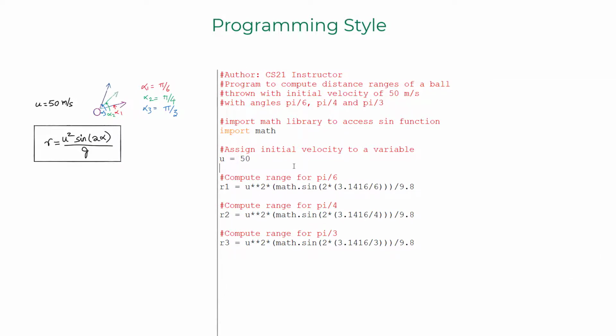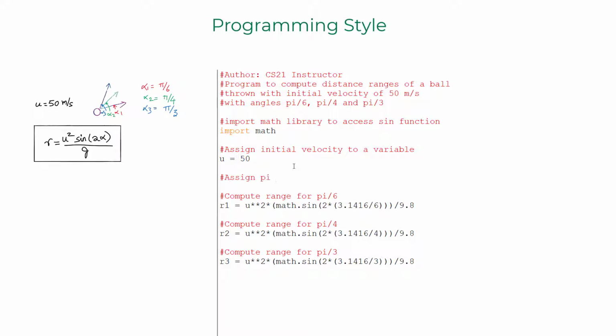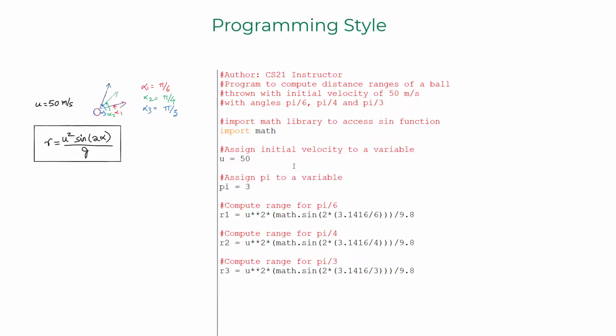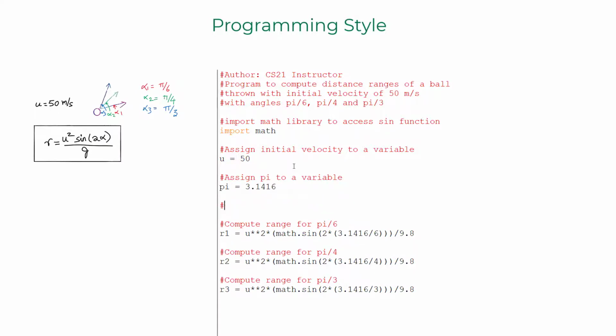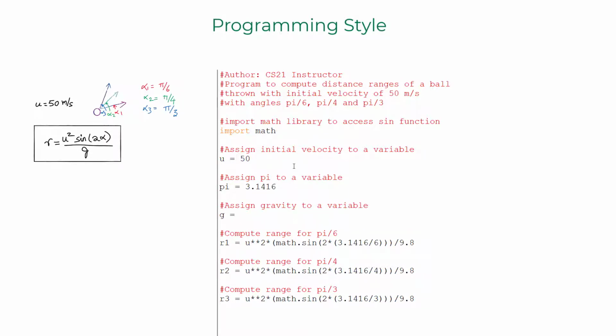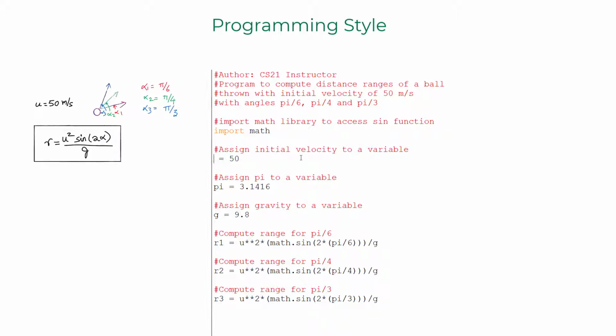When you look at the code, you can see that we're repeating the values of pi as well as gravity. So instead of writing them as numbers, we would want to have them assigned to a variable, and then use the variable wherever they're used. Looking good, but we can make this even better.